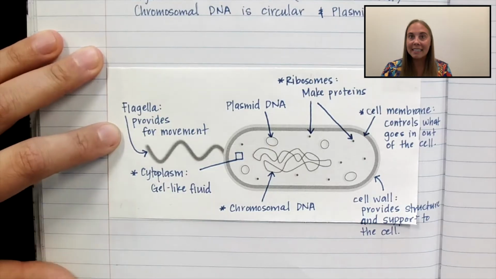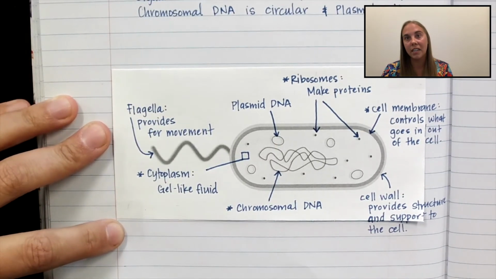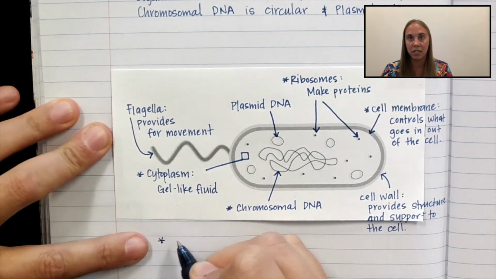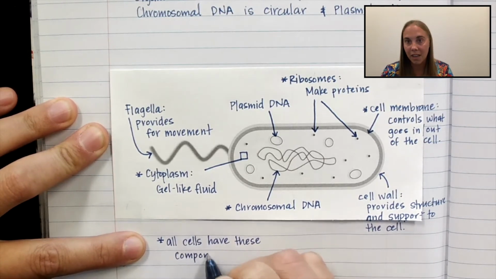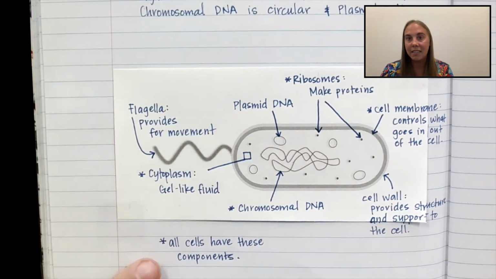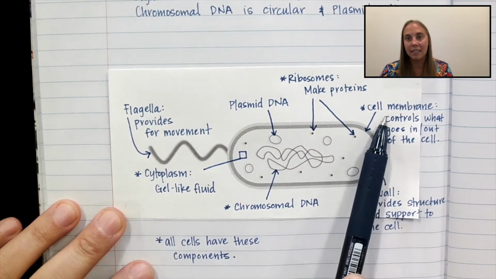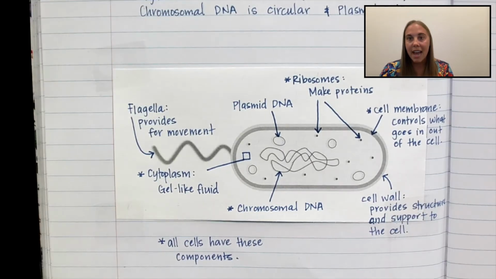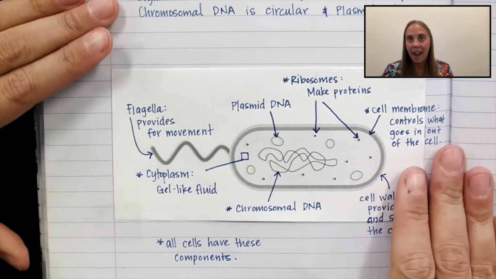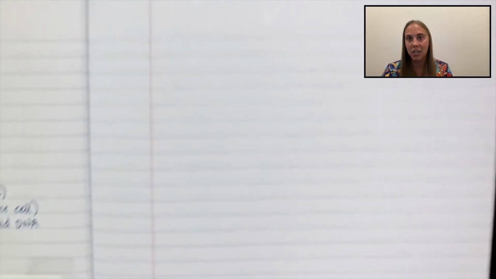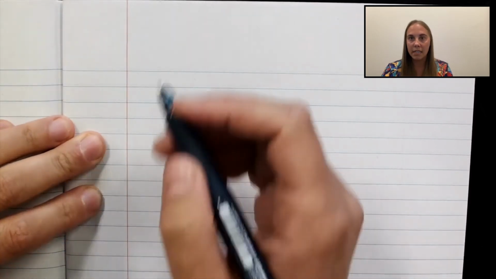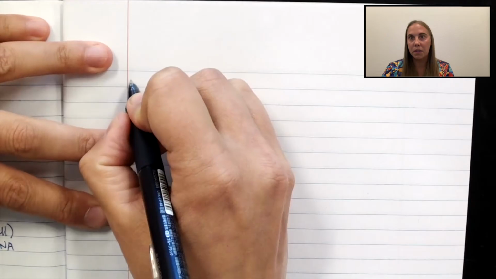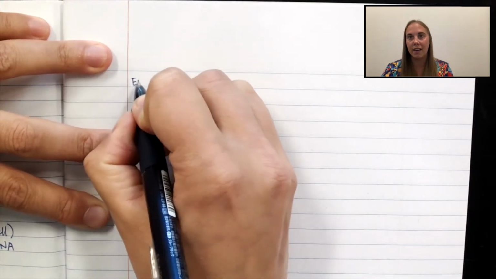All right, the last thing on this is you'll notice that I've put stars in front of some of these cell structures. The stars represent components that are found in all cells. So all cells have a cell membrane, so the cell membrane has a star in front of it. Go ahead and add those stars, and then we're going to move on to the next page. I'm moving to the next page, and I recommend that you do too so that we can keep your notes nice and organized.